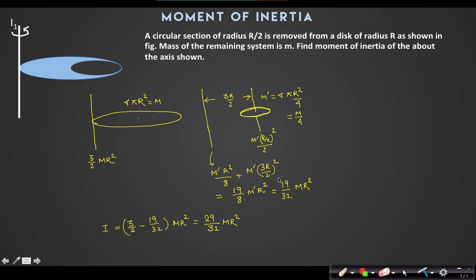But what is m? Again, you can see that small m is the mass of the left out segment. So can I say m minus m by 4 is equal to small m? So m is equal to 4m by 3. So multiply it with 4m by 3. 4 by 3 means 4 into 8, 8 into 3, 24. So it is 29 by 24 mr square. It's not 19, it's 29 by 24 mr square.